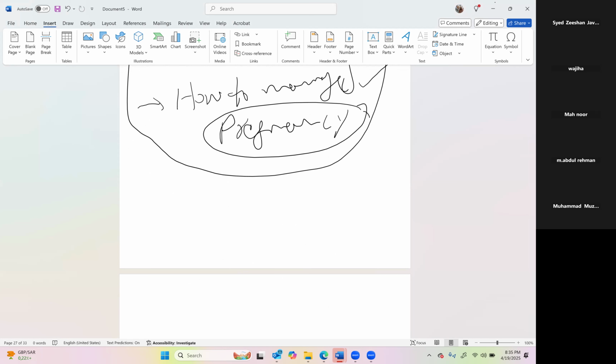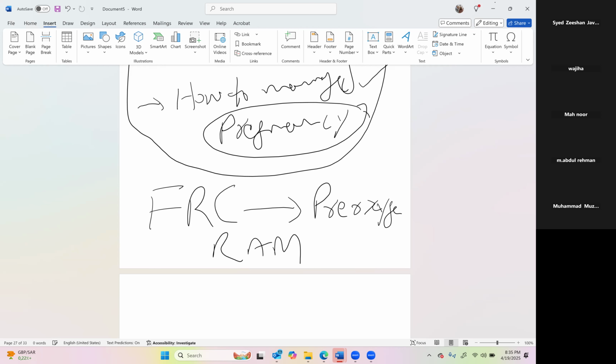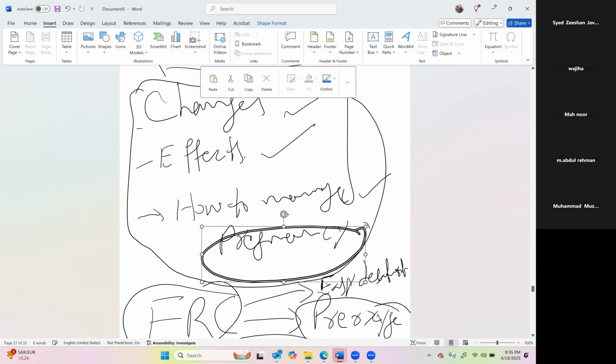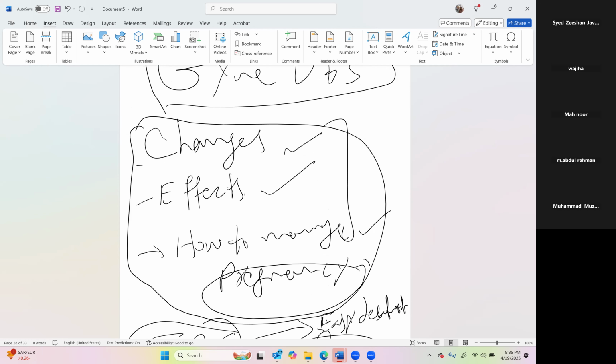I'm sorry, I'm stopping you. Think about that. I'm giving you one example, and then you convert. Like there is a decrease in FRC because of the gravid uterus, so you pre-oxygenate and you do ramp. So this is the change, and the effect is easy desaturation. So you do ramp position and you do pre-oxygenation. Now, whatever you were saying, convert it into these three steps: what are the changes, what are its effects, and how to manage.